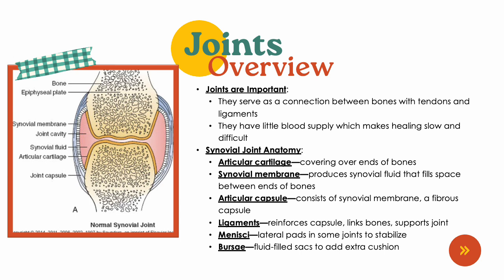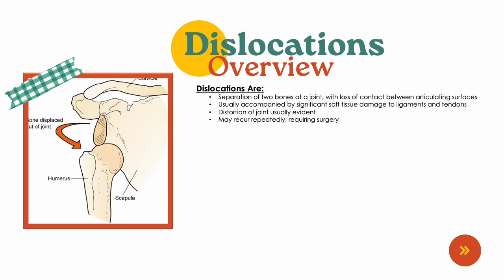They support joints. You have your meniscus that are lateral pads that help with joint stabilization. And then you have bursae, which are fluid-filled sacs that help add extra cushion. You may see issues in some of these areas with your synovial joints, and we'll talk about some of those issues in later slides.